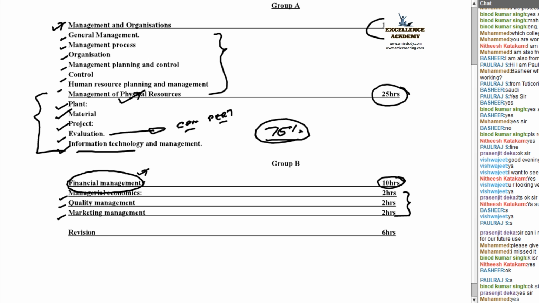And finally is the important session, that is the revision. And my plan is to complete the entire syllabus by the middle of May. And after that, we have to spend the time for conducting the revisions with the help of previous year's question papers. So this is my plan. Are you satisfied with this plan?